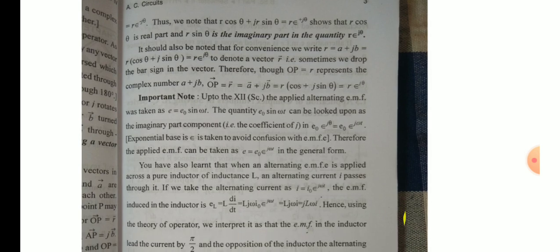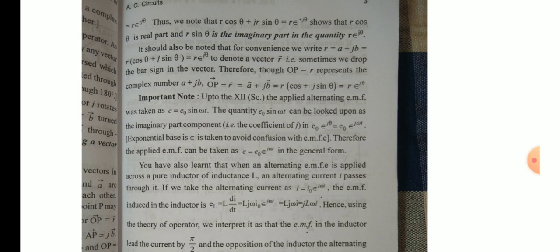The alternating EMF was taken as E = E0 sin omega t. The quantity E0 sin omega t can be looked upon as the imaginary part of E0 e^(j theta) = E0 e^(j omega t), where E = E0 e^(j omega t) in the general form.